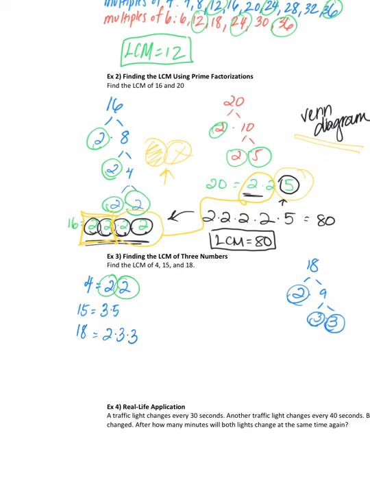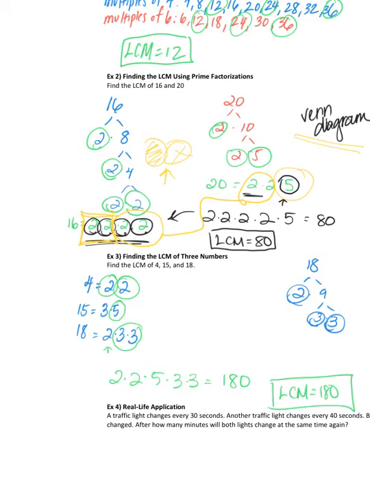Next for 15, 5 appears here only, so we need to circle 5. There's a 3 there, but however with 18, there's 2 3s, so those need to be circled. Okay, we're not circling the 2 because we already counted the 2s with the 4. So for our LCM, we have 2 times 2 times 5 times 3 times 3, which just comes out to be 180. So our LCM is 180.